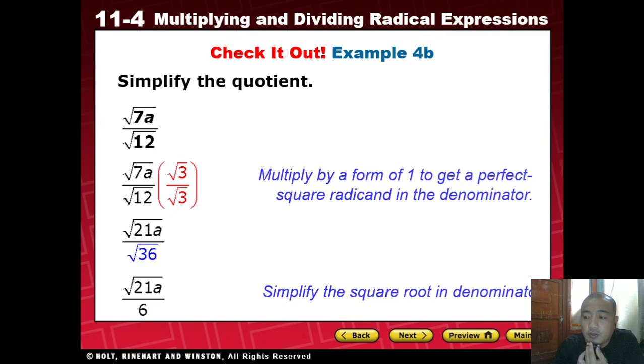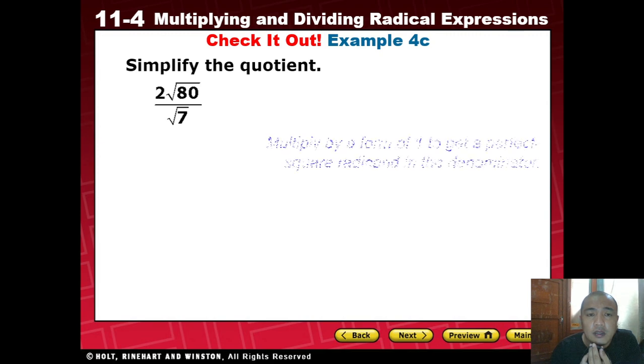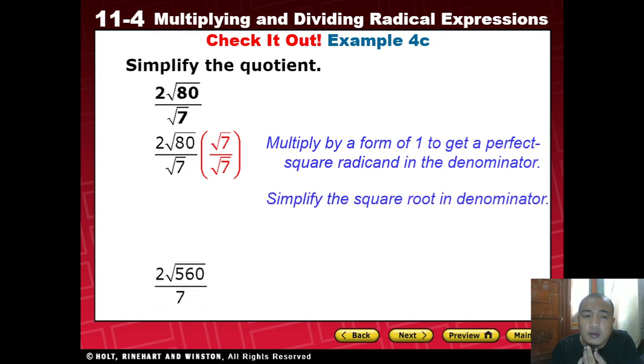Square root of 7a over square root of 12. Next, simplify the quotient. How about this? 2 square root of 80 over square root of 7. Let's rationalize by multiplying square root of 7 over square root of 7. Simplify the square root in the denominator. Square root of 7 times square root of 7 is 7, which is square root of 49. And then you multiply the radicands here, 80 times 7, is 560, times 2.